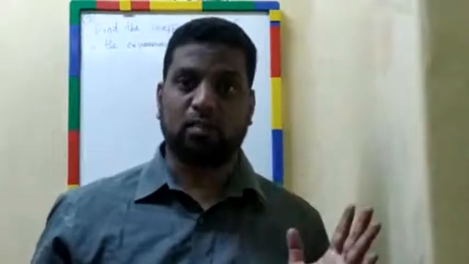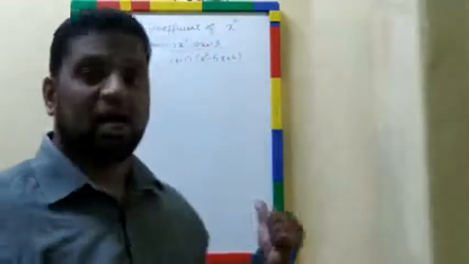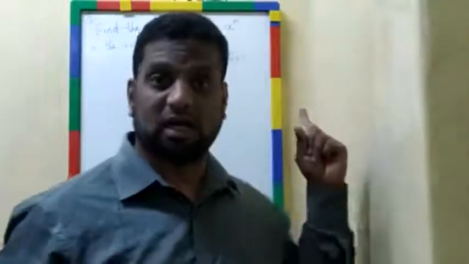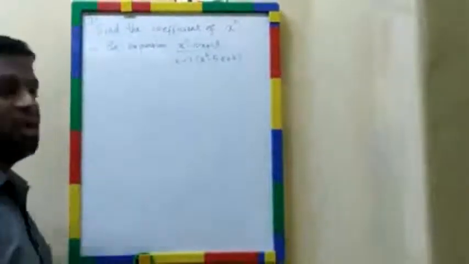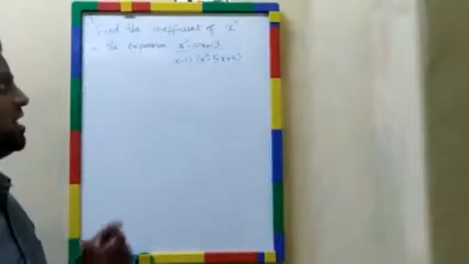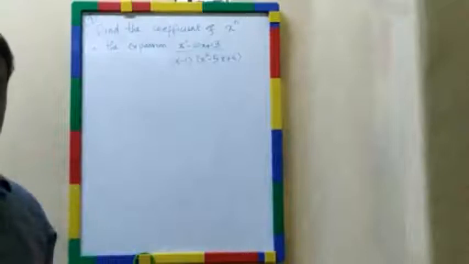We have already seen partial fractions in past classes, and that is going to be useful here. Only after the partial fraction method do we solve for the coefficient of x power n. Find the coefficient of x power n in the expansion of (x square minus 10x plus 13) divided by (x minus 1) into (x square minus 5x plus 6).